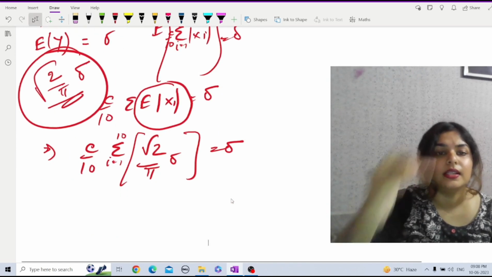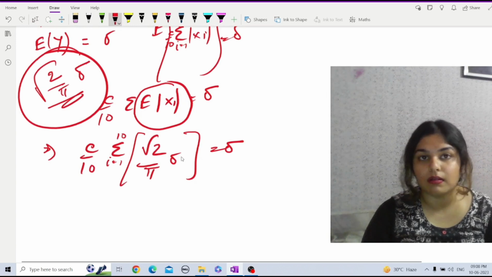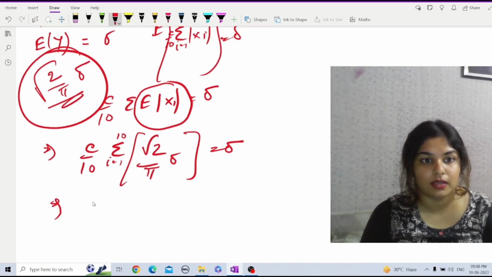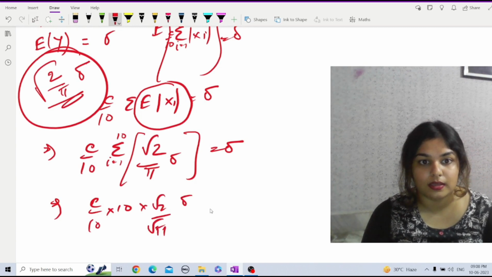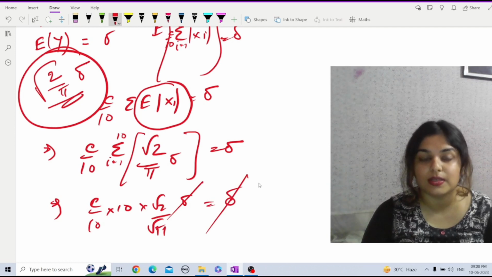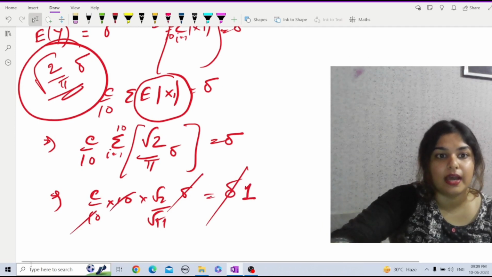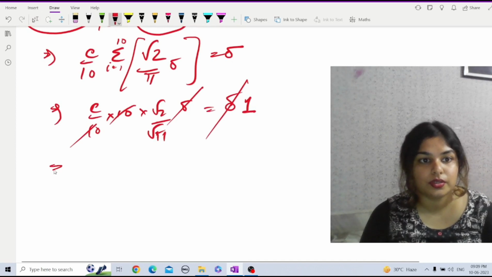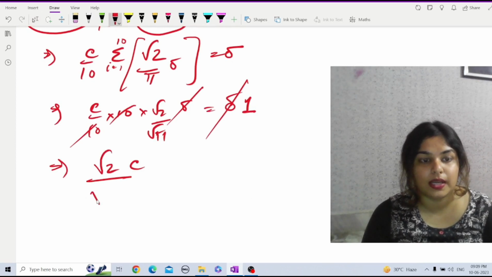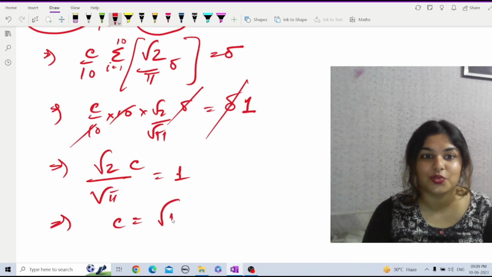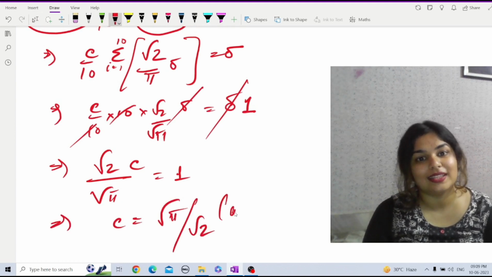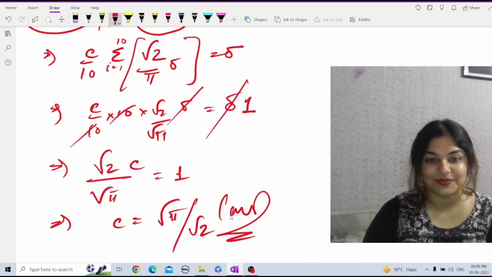Now as you can see, these are all constants. So the summation of 10 terms, that is c by 10 times 10 times root 2 sigma by root pi, is equal to sigma. So of course sigma gets cancelled. 10 and 10 get cancelled. So what do we have? We have root over 2 c by root over pi equal to 1. So the value of c is equal to root over pi by root over 2, and that is our answer.